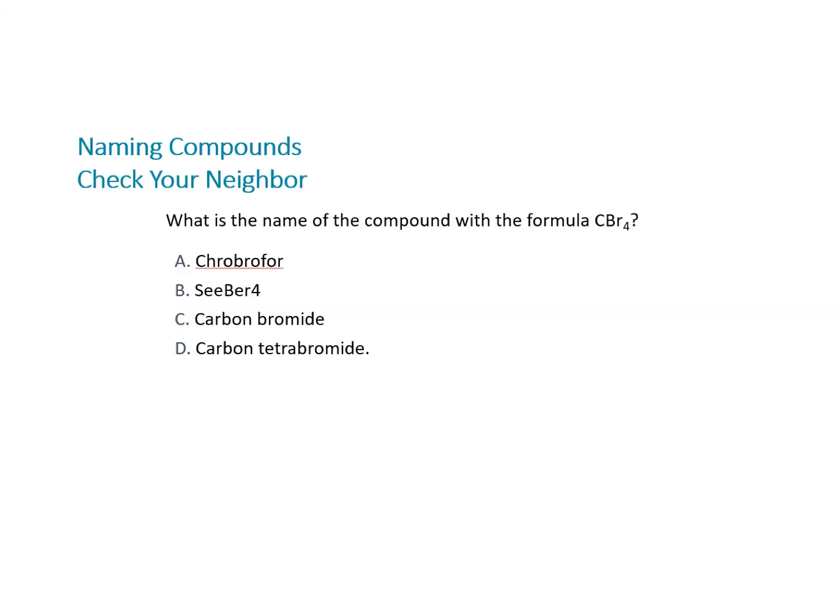We have a combination of carbon and bromine. This is CBr4. How would we name that? Well, if you look at your periodic table and you find C and you find Br, you find that C is to the left of Br, so it goes first. And we know that we're going to add an IDE at the end.